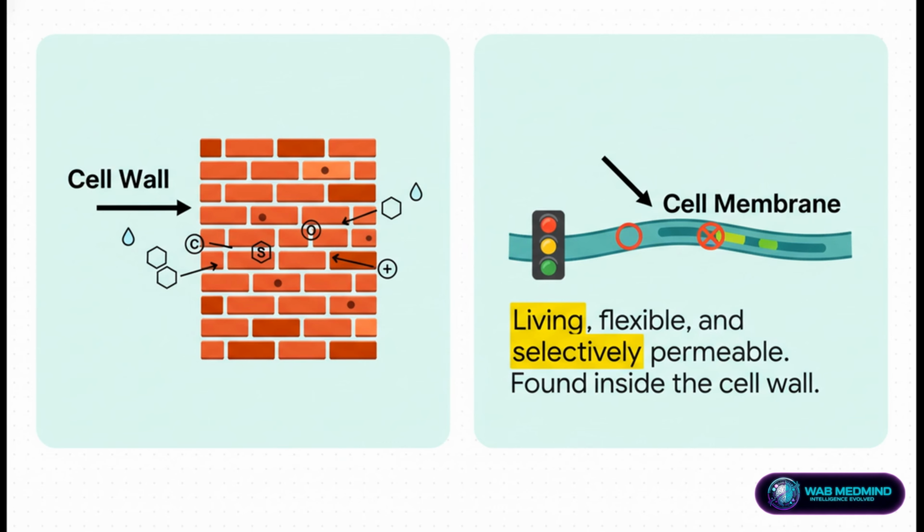The wall is fully permeable. Think of it like a net that lets almost anything pass through. But the membrane is selectively permeable, acting more like a bouncer at a club. And never forget their positions. The wall is always on the outside.